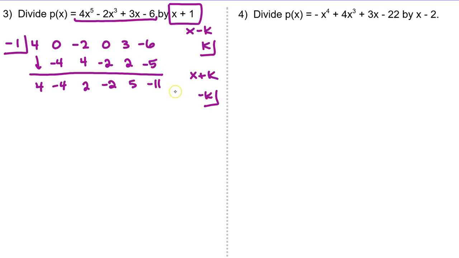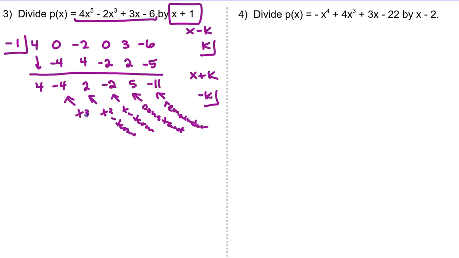So, what does this mean? -11 is the remainder. 5 is the constant. -2 is the coefficient on the x term. 2 is the coefficient on the x squared term. -4 is the coefficient on the x cubed term. And 4 is the coefficient on the x to the 4th term.